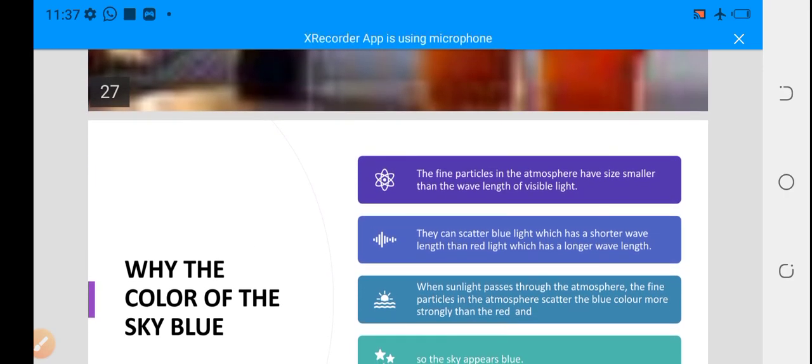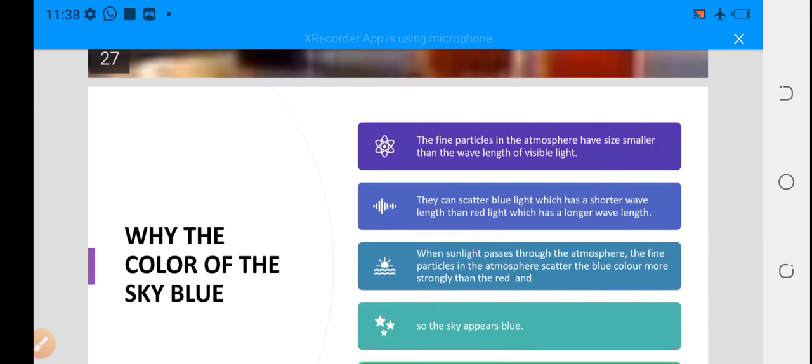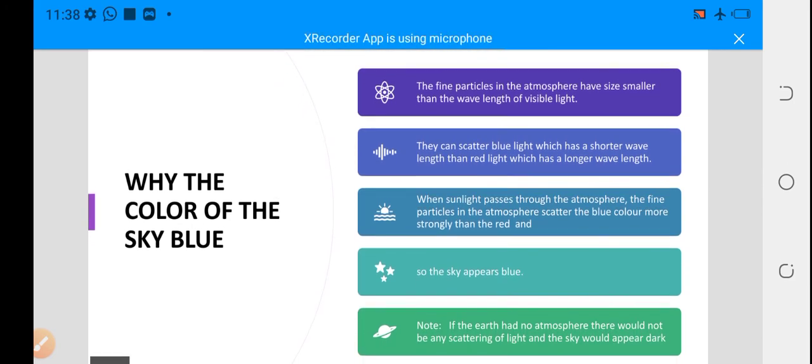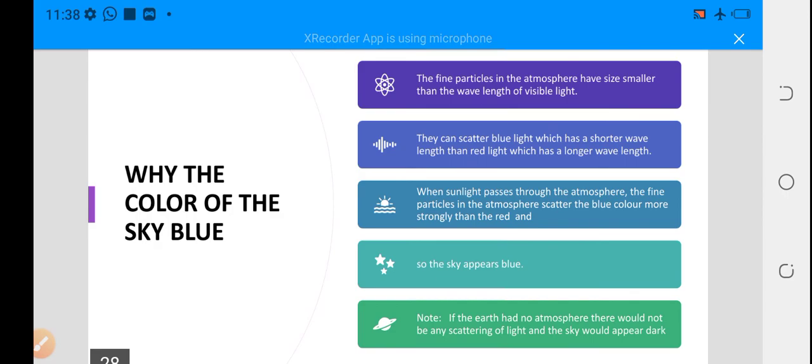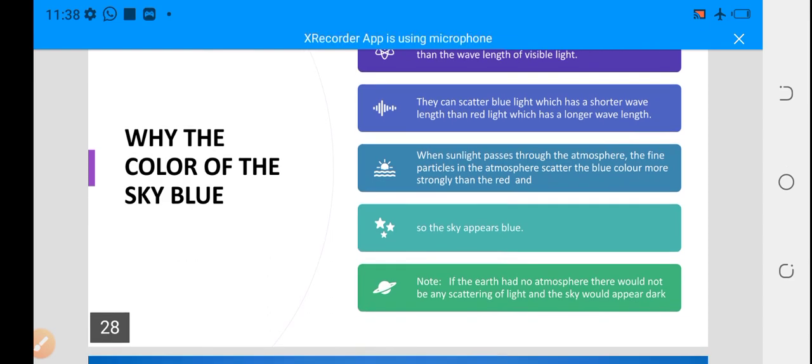The fine particles in the atmosphere have a size smaller than the wavelength of visible light. What is the wavelength? 0.4 to 0.7 micrometres. They can scatter blue light, which has a shorter wavelength, more than red light, which has a longer wavelength. We know that blue has the shorter wavelength and red has the longer wavelength. When sunlight passes through the atmosphere, the fine particles scatter the blue color more strongly than red. So that's why the color of the sky is blue.